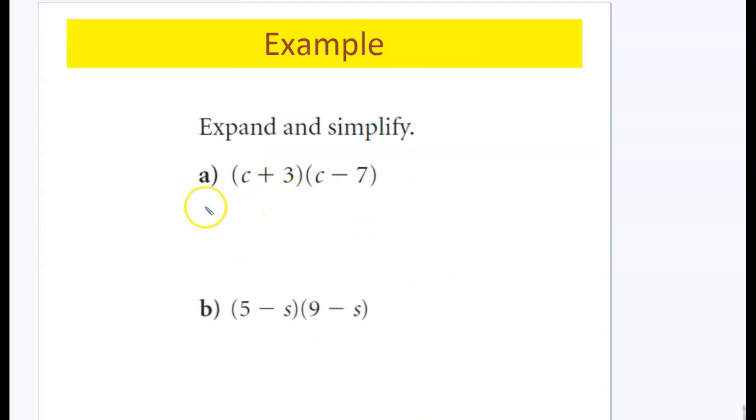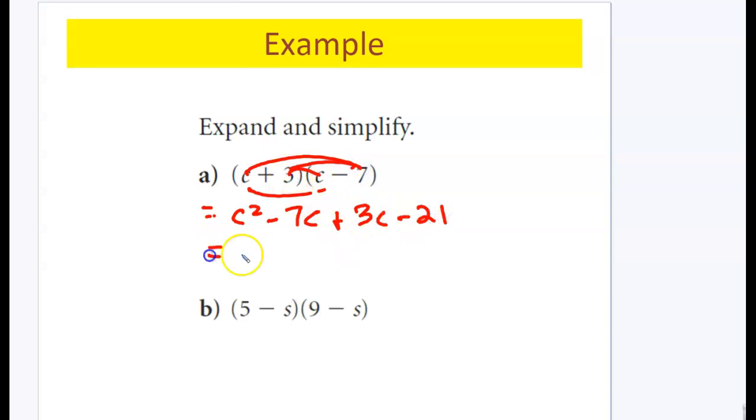Okay, let's practice expanding these first few here. So I'm going to multiply these out. c times c is going to give me c squared. c times negative 7 is negative 7c. I'm going to distribute 3 times c is 3c, and 3 times negative 7 is negative 21. And if we gather like terms, we're going to end up getting c squared minus 4c minus 21.